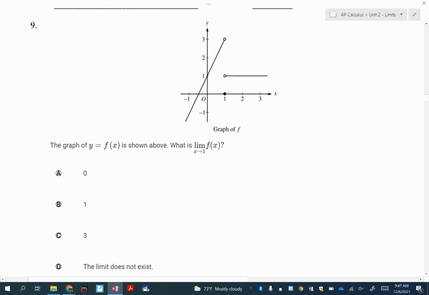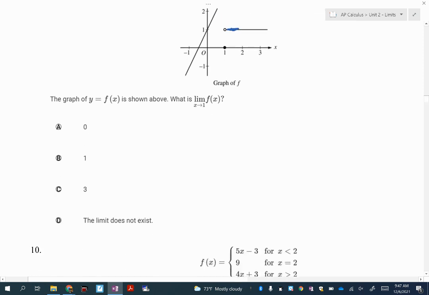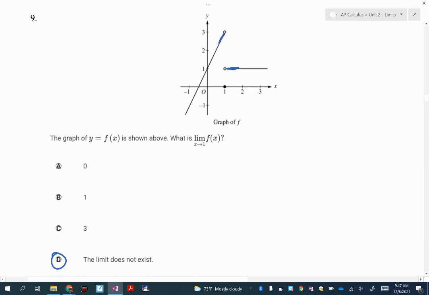Okay, number 9. What is the limit as x approaches 1? Well, as you approach 1 from the left, you approach the y value of 3. When you approach 1 from the right, you get the y value of 1. Those don't match, so this limit is not going to exist. So that's going to be D.